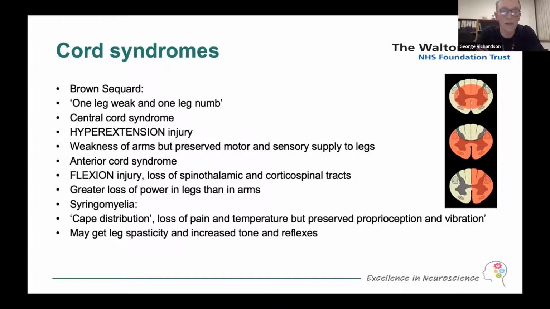Syringomyelia is where you get a dilated syrinx, almost like a cyst within the spinal cord, and these patients present with a cape distribution. They get loss of pain and temperature, but preserved proprioception and vibration, in the shoulder region, as if they were wearing a cape, basically.